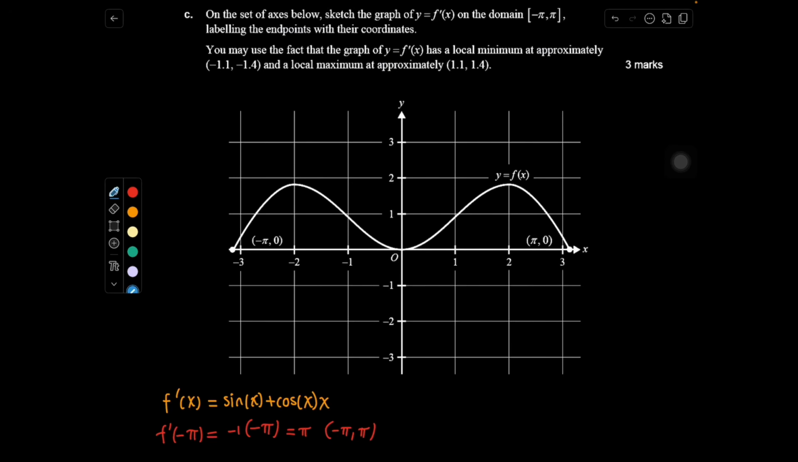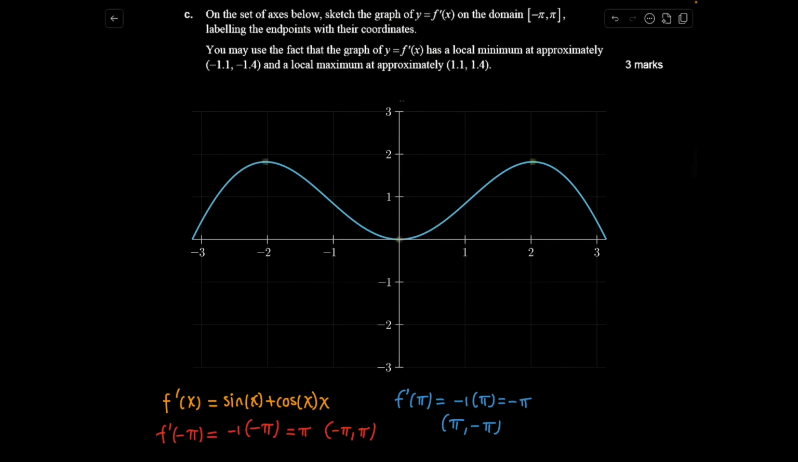And then on the far right, we need to sub in pi. Sine of pi is 0. Cos of pi is -1. So we times like that and we get negative pi. So on the far right, our coordinate will be this. What we need to do is look at the turning points on our graph. And it's important to understand that the gradient there is 0. It's a flat tangent. And those 0 values correspond to the y values on our derivative graph. So they become the x-intercepts.